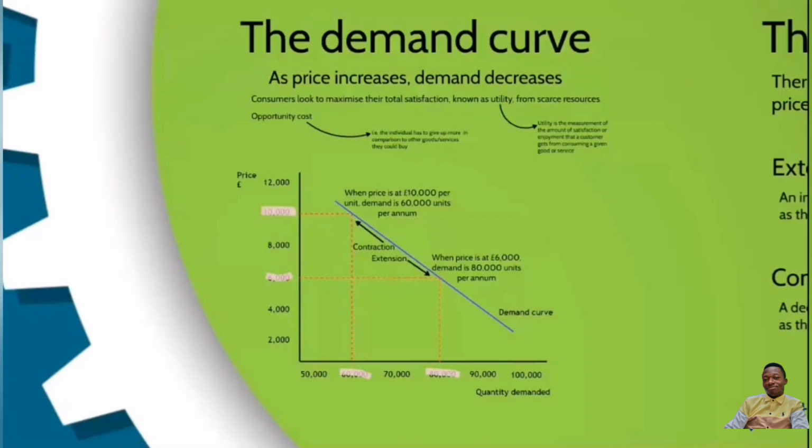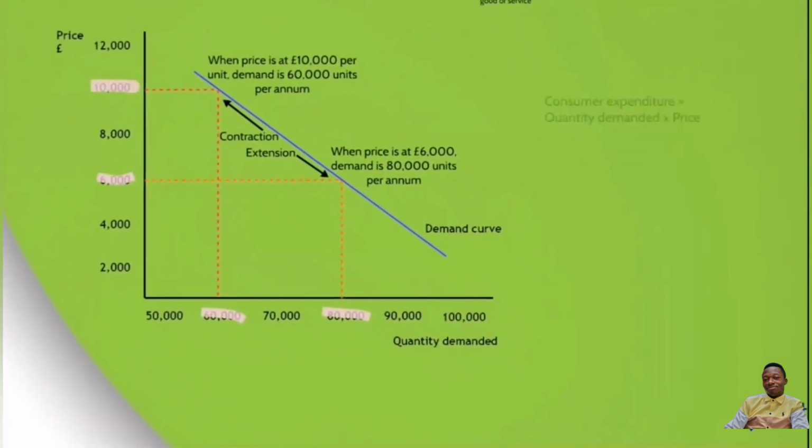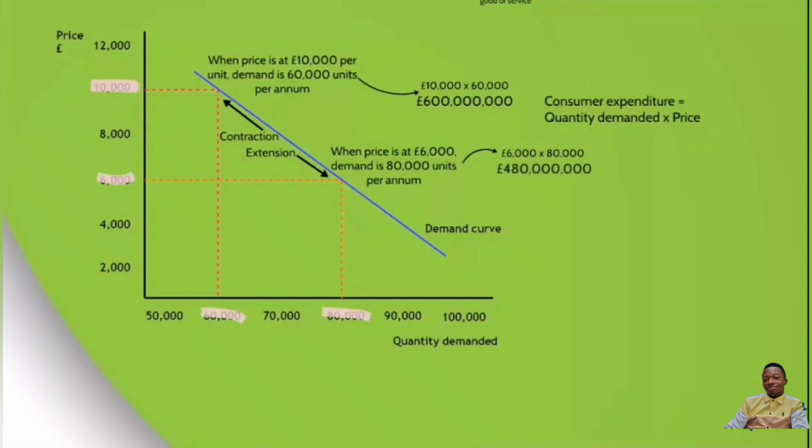There's one more thing we can find from the demand curve as well, and that is the level of consumer expenditure. We can find the level of consumer expenditure by multiplying the quantity demanded by the price. We know that when the price is £10,000, demand is 60,000, so the consumer expenditure is £600 million. When the price is at £6,000, the demand is 80,000 units per annum, so the consumer expenditure is £480 million. Even though demand has increased, at a lower price the consumer expenditure is actually lower.